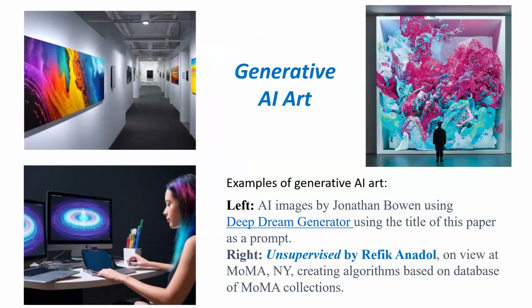This is a little slide on generative art. These images here were done by Jonathan. And this is a work of Anadol that was at the MoMA Museum. And you see how it's changing? Now this one is programmed, so it repeats.